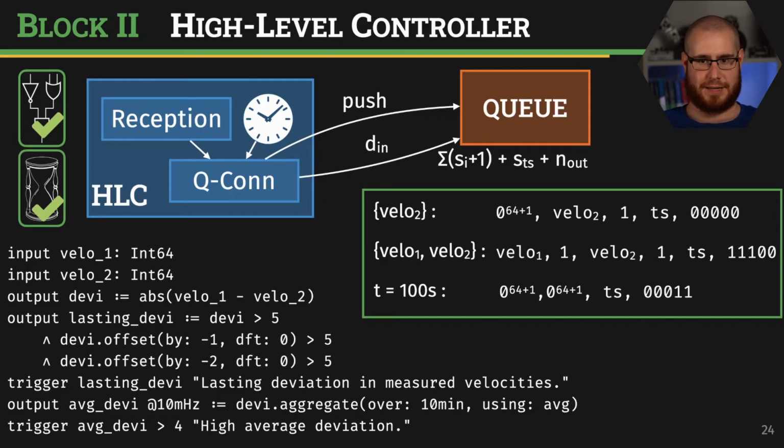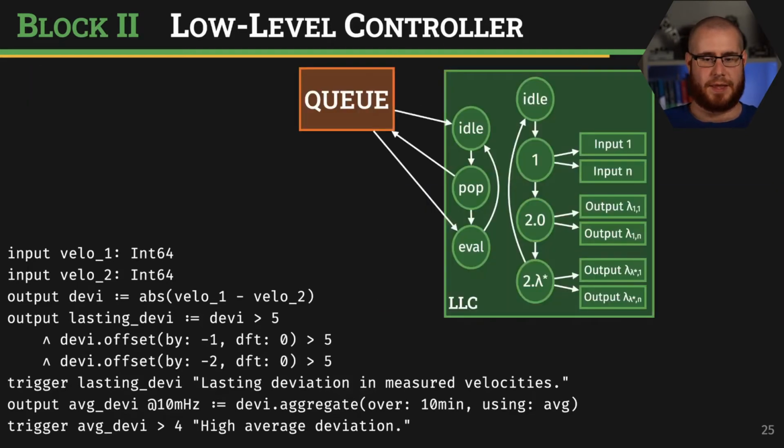Now, let's have a look at the LLC. Here we can see that the LLC consists of 2 different state machines. The first state machine here just takes care of communicating with the queue. So it's the simple 3-state machine where we are idle, then we pop something from the queue, and we evaluate. And while we are in this evaluate state, the other state machine traverses itself once, starting in the idle state, then going through different evaluation modes and returning to the idle. And at this point in time, the other state machine also goes back to idle.